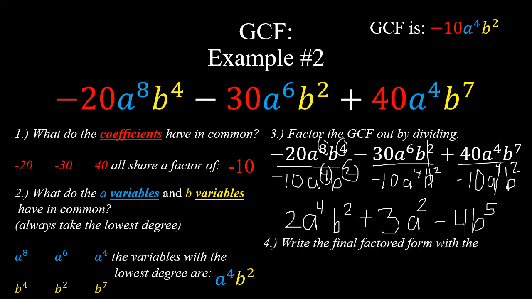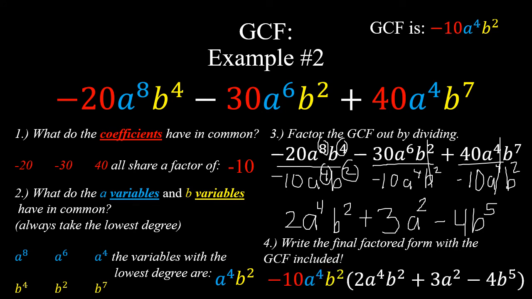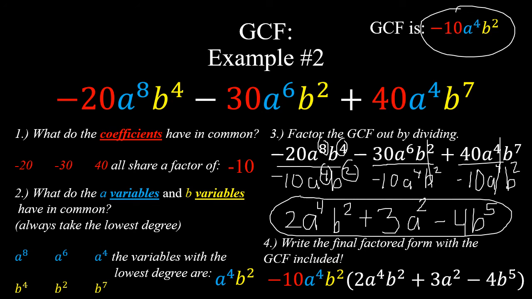Okay? So now I need to write this in the final factored form with the GCF included, okay? Which gives me negative 10 A to the 4th B squared, that's just simply my GCF, times quantity 2A to the 4th B squared plus 3A squared minus 4B to the 5th, which is what I got when I pulled my GCF out. Because remember, we're writing a factorization here, which means we need a factor times a factor. And our GCF is one of those factors. This is my second factor, okay? So don't forget to include your GCF in the final factor form. All right, so that is how you find the GCF and how you factor it out of your polynomials.